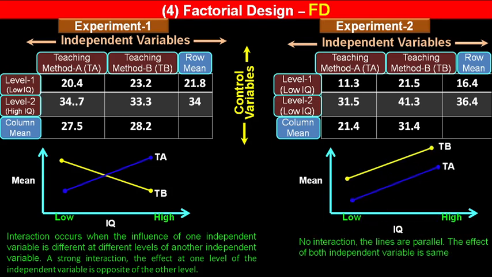In the second experiment, both the lines are parallel, meaning teaching method A and teaching method B have the same effect. No interaction, the lines are parallel. The effect of both independent variables is the same. So this was the factorial design.